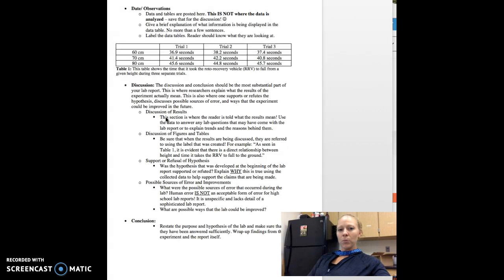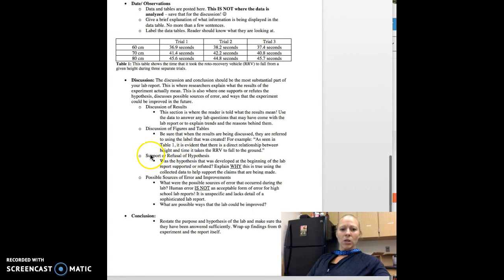Think about what graph would be appropriate for the lab that you conducted. Are you comparing results? Are you trying to find a relationship? What kind of graph demonstrates what it is that you're looking for? So you're going to discuss your results. You're going to refer to your data tables and your graphs. You're going to make sure that you analyze, did it support or refute your hypothesis?